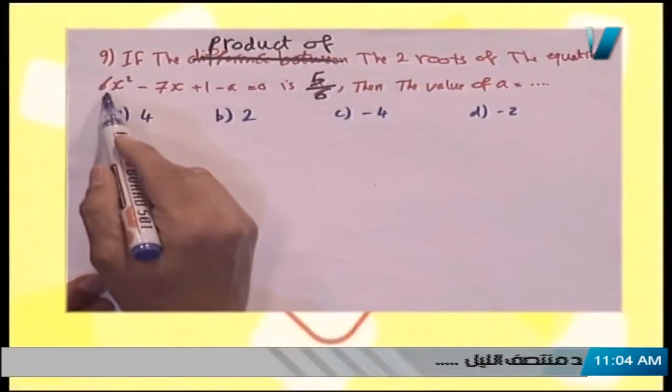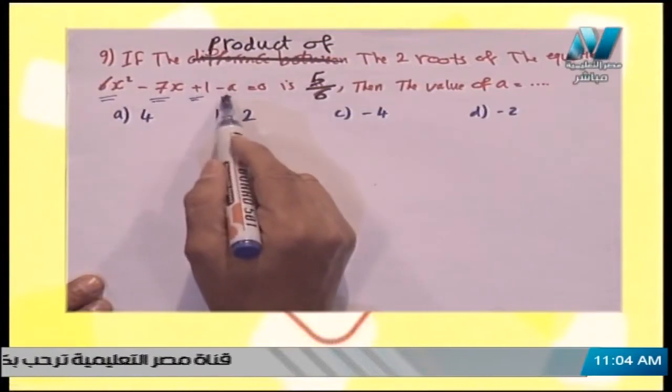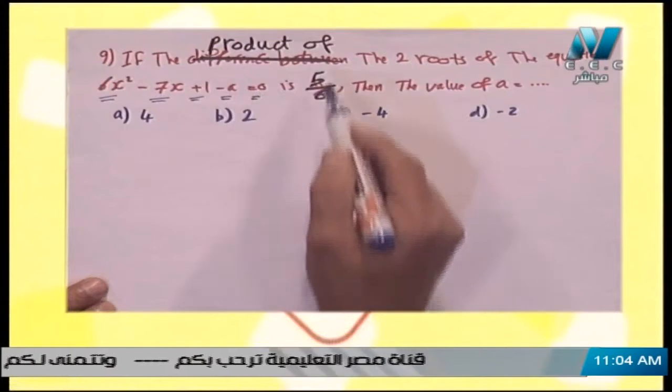Let's move to another question, my dear students. The next question is about the product of the two roots. If the product of the two roots of the equation 6x power 2 minus 7x plus 1 minus a equals 0 is 5 over 6.